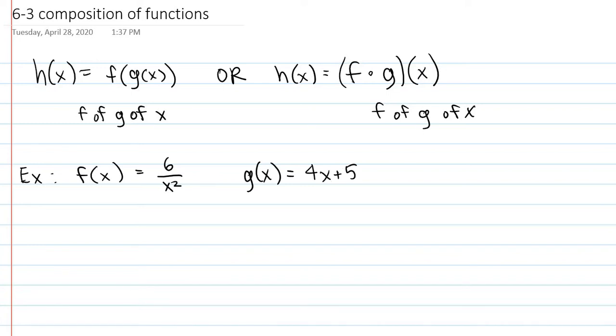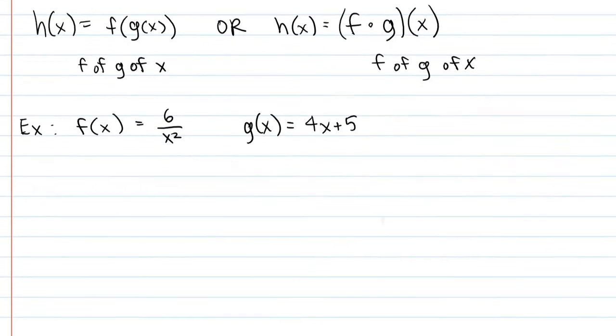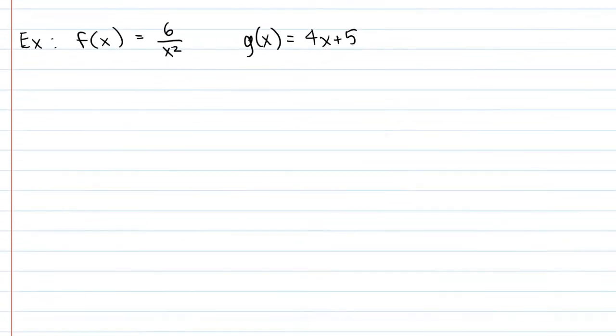If I want to find the composition, well, let's go even further back than that. When we're talking about functions, we know that for function f, whatever is in here, we are going to square it, and then we're going to put it under 6. And for g of x, whatever's in here, our rule tells us we're going to multiply it by 4, and then add 5 to it, okay?